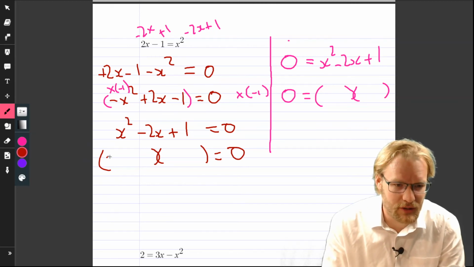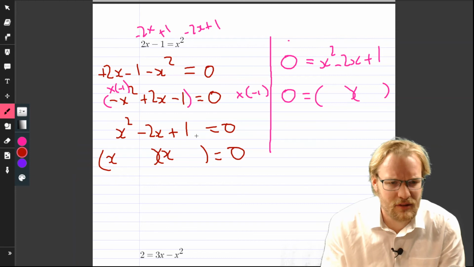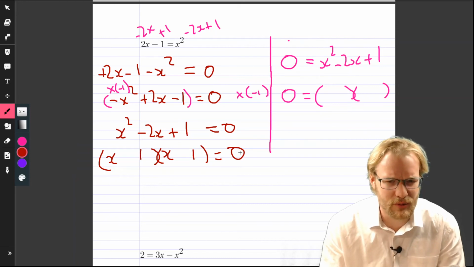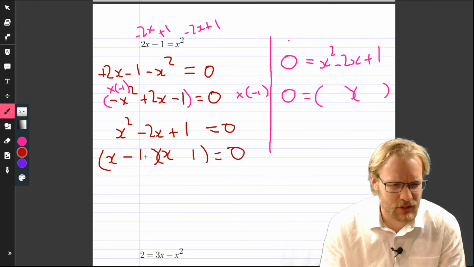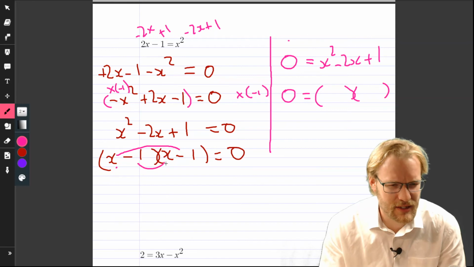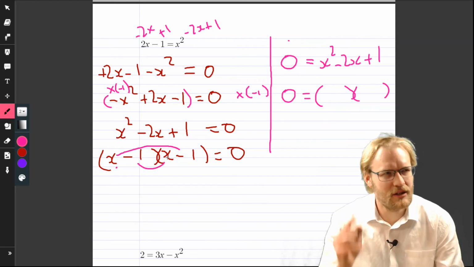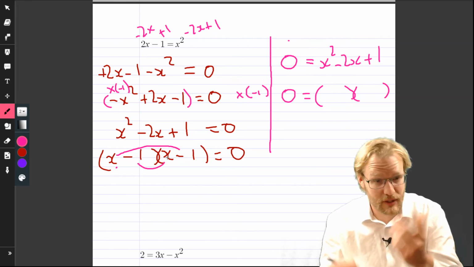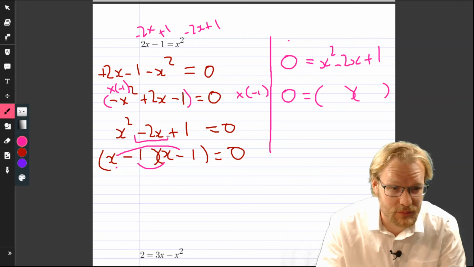And we're going to go x, what times what gives you 1? Again, 1 times 1 gives you 1. But we want a negative 2x. So negative 1, negative 1. Let's just check it. X times negative 1 is negative 1x. Negative 1 times x is negative 1x. Negative 1x minus 1x is minus 2x. Cool, we get that middle term.